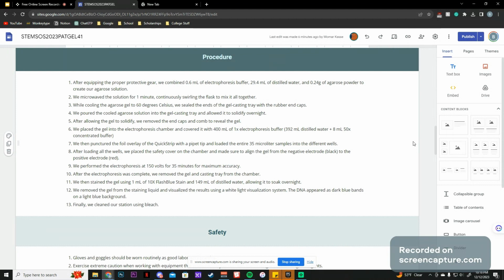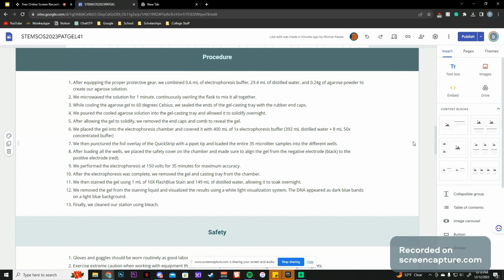overnight in the fridge. After allowing the gel to solidify, we removed the end caps and comb to reveal the gel. We placed the gel into the electrophoresis chamber and covered it with 400 milliliters of electrophoresis buffer. We then punctured the foil overlay of the quick strip with a pipette tip and loaded the entire 35 microliter samples into the different wells. After loading all the wells, we placed the safety cover on the chamber and made sure to align the gel from the negative electrode, black, to the positive electrode, red.